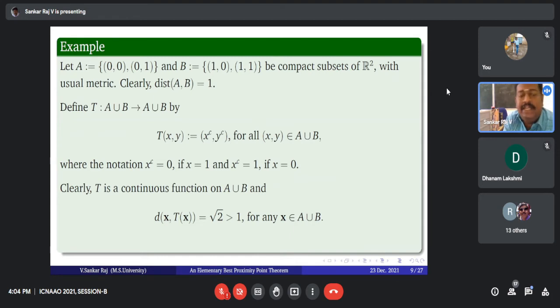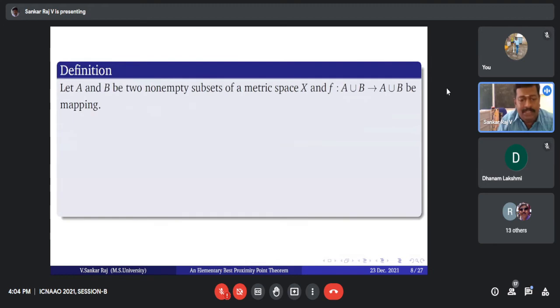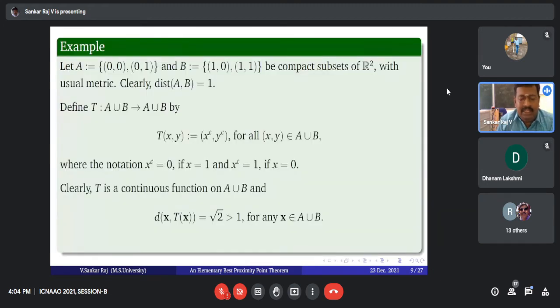Note that this function is a continuous function, because the domain and codomain we are having are discrete sets. Any function from a discrete set to a discrete set is going to be continuous. So this is a continuous function which does not have any best proximity point. This triggers making a best proximity point version of the theorem, as I mentioned, Smart's theorem. This is one of the motivations to generalize this theorem to the best proximity point setting, because in the ordinary sense, a continuous function need not have a best proximity point.